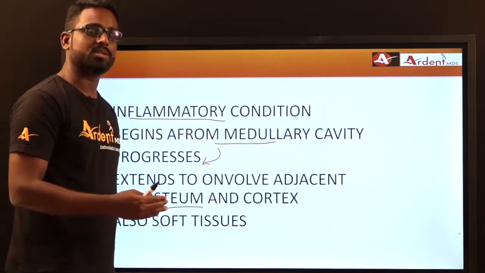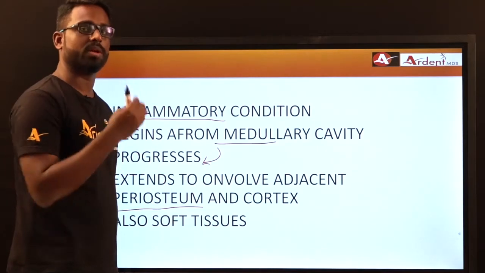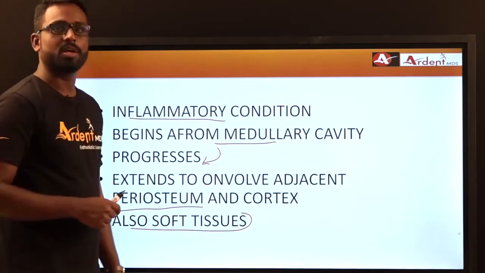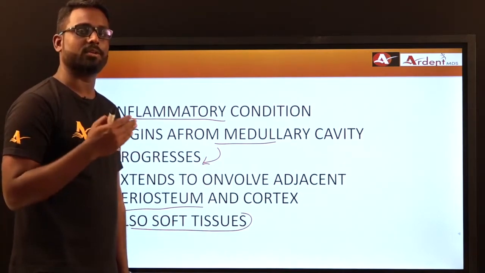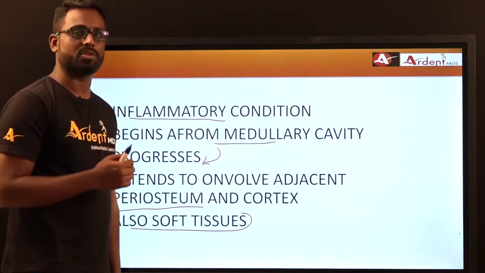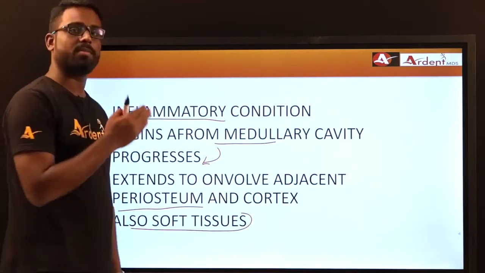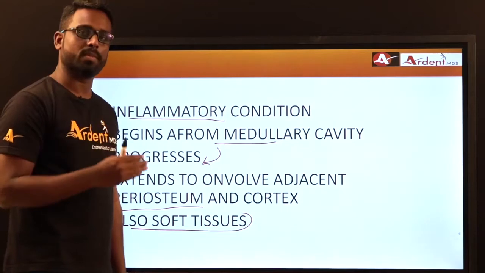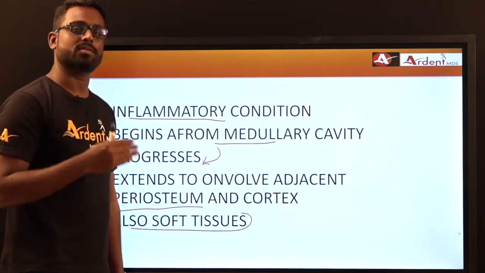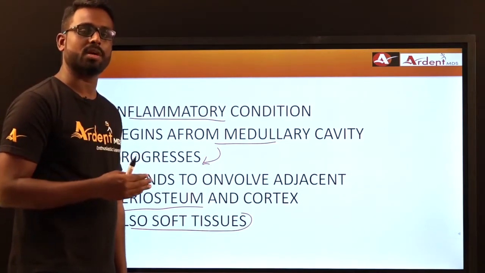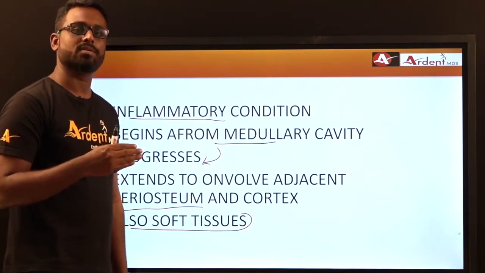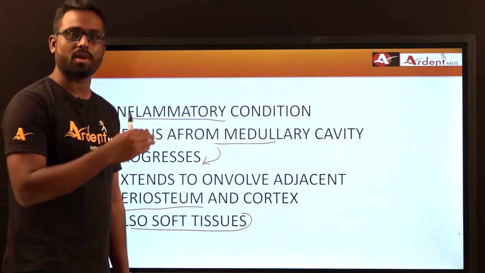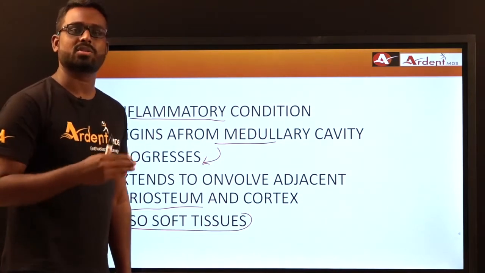So what is the next structure adjacent to the cortical bone? It is the soft tissue. So the soft tissue also may be involved. From the name itself it is very easy. You can easily remember the definition of osteomyelitis. It is an inflammatory condition that begins as an infection or inflammation of the bone marrow and extends and progresses to involve the adjacent periosteum. And what are the structures that it involves? Cortex, periosteum and also the soft tissues. So meanwhile it dissects all the structures of the bone.